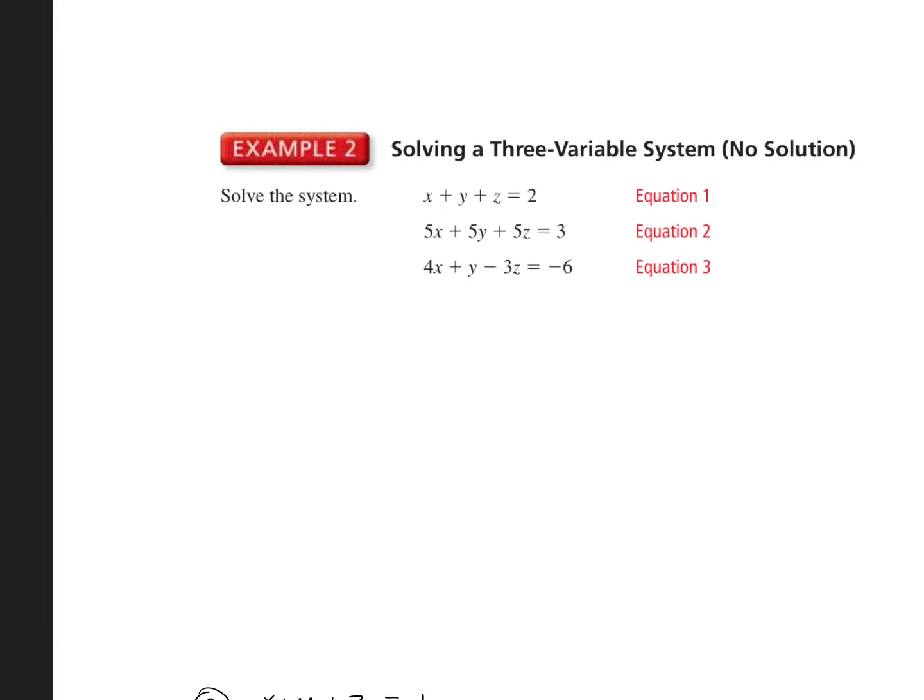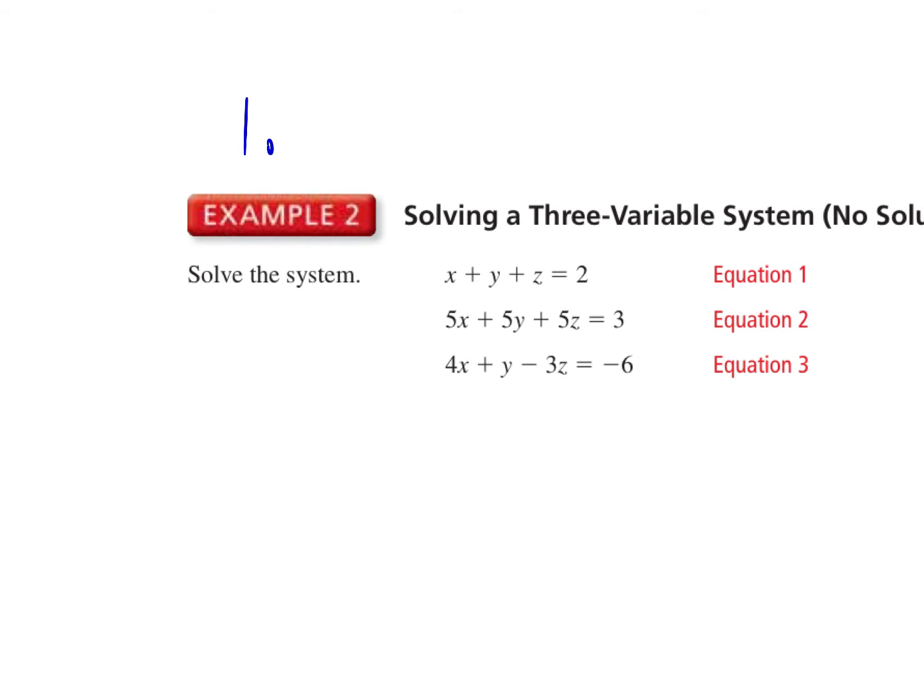So this is the second half of 1.4. We left off on example 2 yesterday. So in solving systems of equations with 3 variables and 3 equations, we want to pick one variable to cancel out first. So I'm going to label my equations 1, 2, and 3.